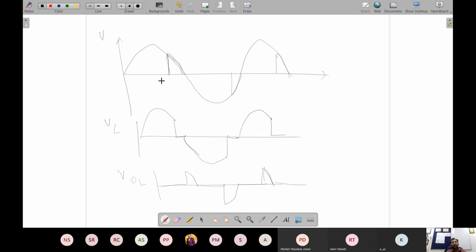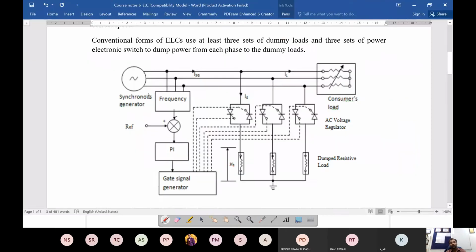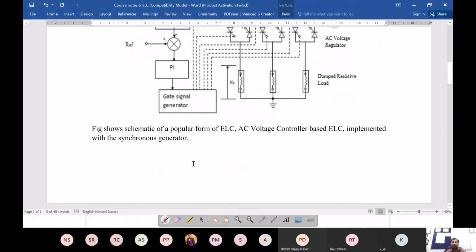And now you can change this firing angle. At what particular instant you are firing in a given half wave, that can change. So if let's say you want to put 80% of the power to the dummy load, then probably you can fire somewhere here. So all this 80% of the waveform will go to the dummy load, and only the remaining 20% will go to the main load. So that is the idea here, the basic concept.